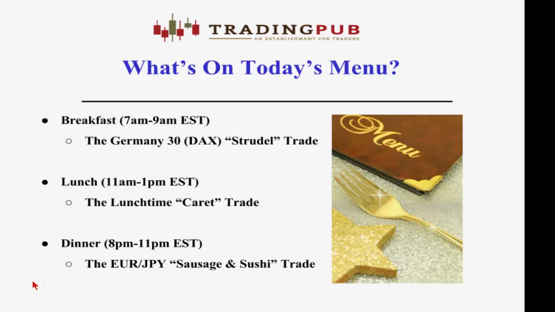Okay, I'm going to be talking about breakfast, lunch, and dinner trades that you can place with Nadex. So we'll discuss what's on today's menu. We've got the Germany 30, I call it the strudel trade. It's between time. My lunchtime trade is between 11 to 1. It's called the lunchtime Caret trade. And finally, for dinner, I have the Euro-Yen sausage and sushi trade. And all of them are high probability trades, and they work great, especially if you work a 9-to-5 job and you can't be on the markets the way you'd like to be.